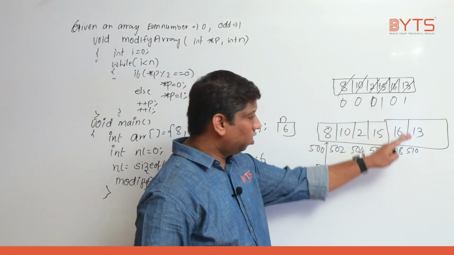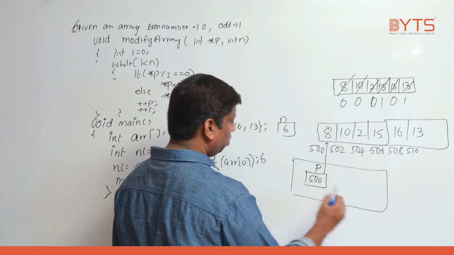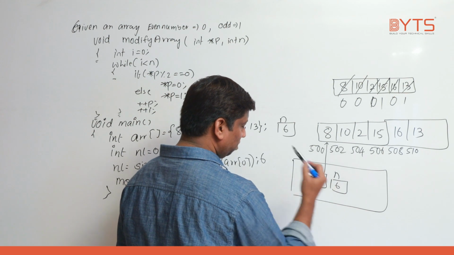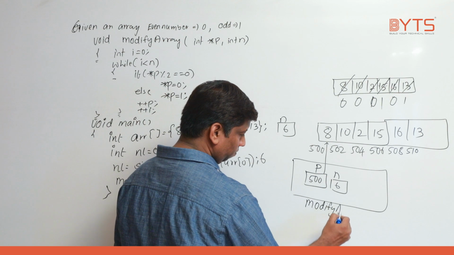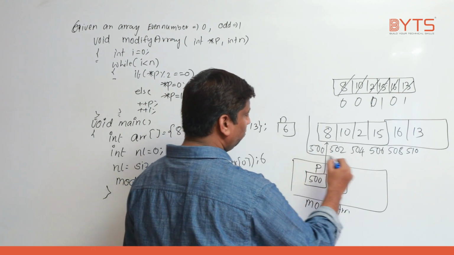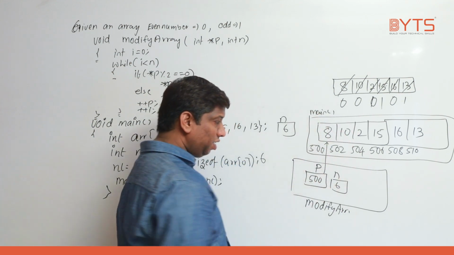So this is a separate function, main function, and this is what function? Let me put this for you. Here n value is what? 6. Okay. And this is what function? Modify array. And this is present in the main function. I hope this is very clear, right? What is the intention? You understand?